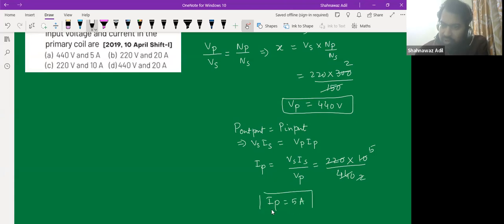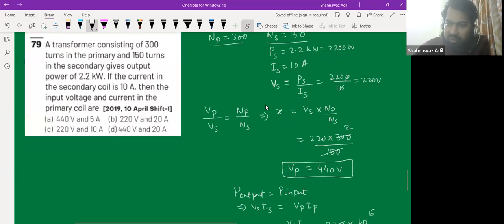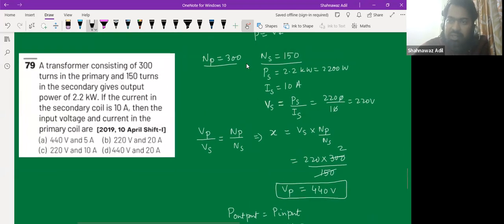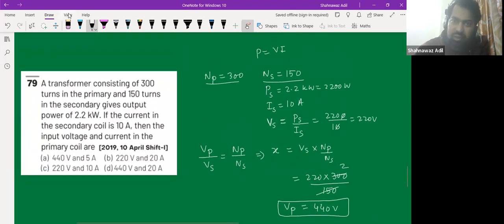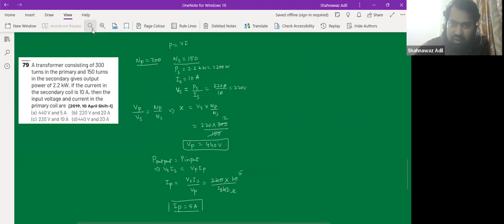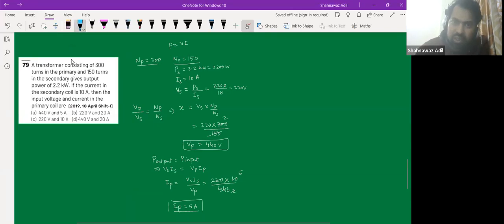And we can also calculate. Is it clear, guys? Is it clear, everyone? Yes. Arif, clear?